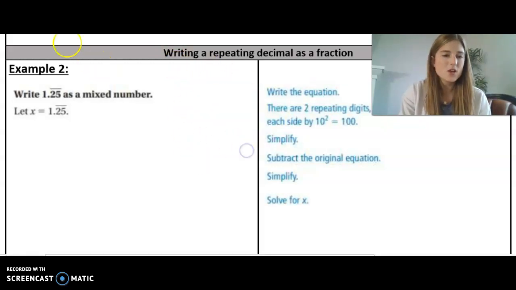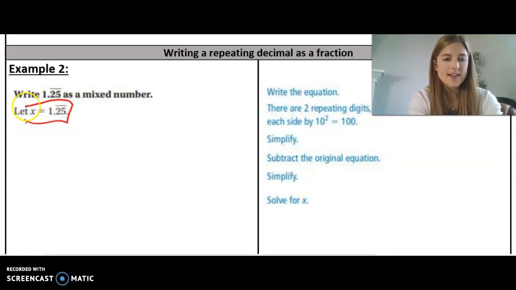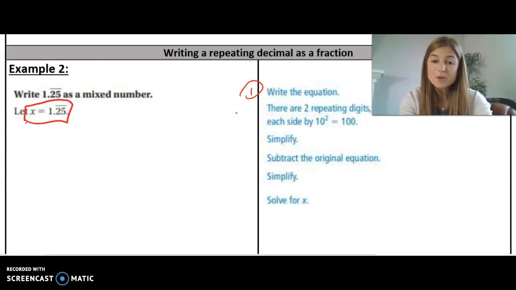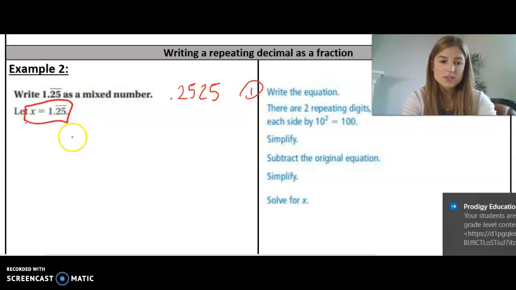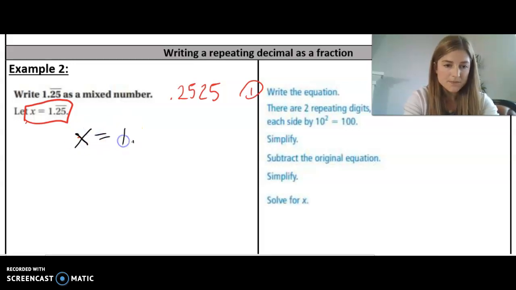Okay, so what you're going to be doing is writing an equation, all right? And when I say equation, you're starting like this. Let x equal 1.25252525 and so forth, okay? That's the first step. There's your equation. There are 2 repeating digits, as in the 2 and the 5. Those are 2 digits that are repeating. Therefore, I'll write this equation in black so you know this is my original equation.